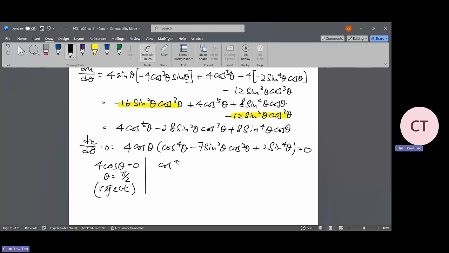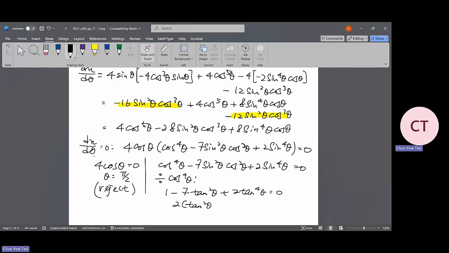You have cos power 4 theta minus the 7 sine square theta cos square theta plus 2 sine power 4 theta equal to 0. It's kind of troublesome over here, but we can divide everyone by cos power 4 theta. Make it become tangent. It will be 1 minus the 7 tangent square theta plus the 2 tangent power 4 theta equal to 0. So you are having 2 tangent square theta squared minus 7 tangent square theta plus 1 equal to 0.